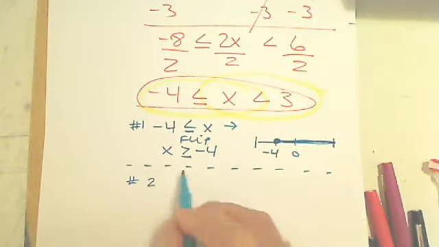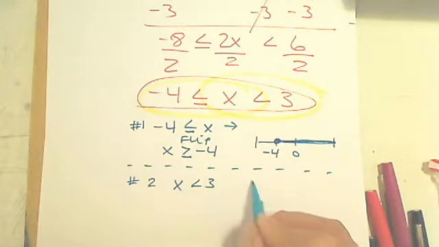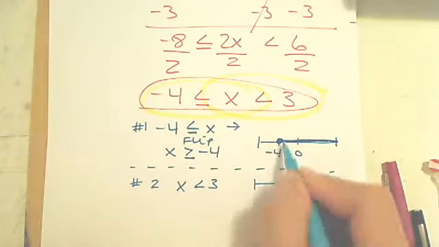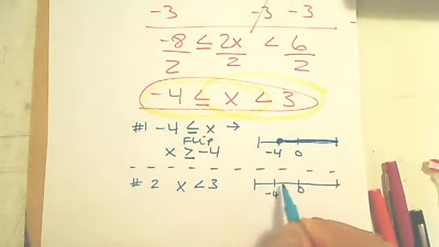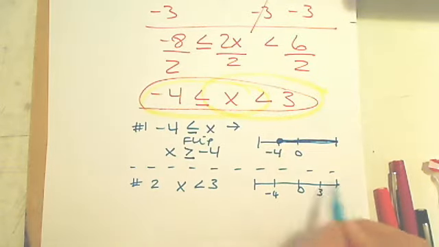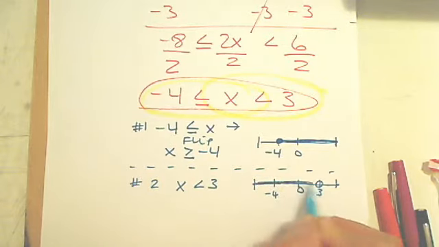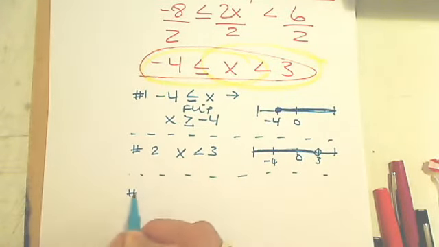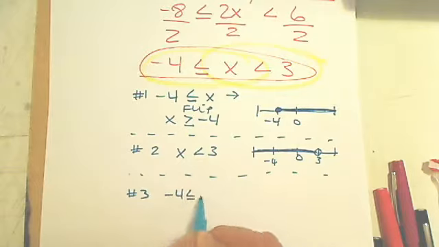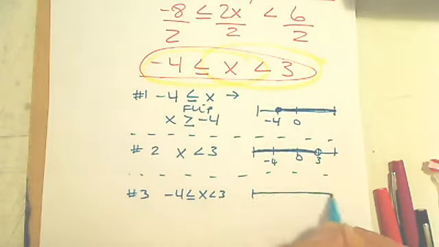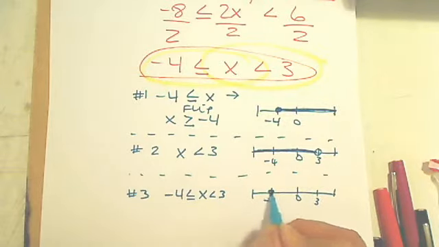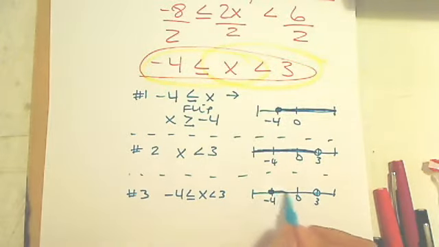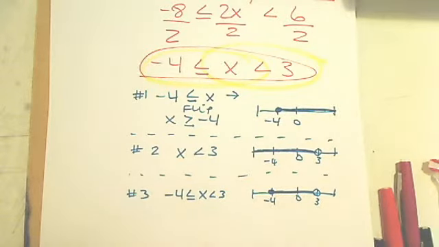Graph number 2. X is just less than 3. Easy graph, right? So 0. I bring down the negative 4. I bring down the positive 3, but it's an open circle, shade left. They overlap. Your answer is negative 4 is less than or equal to x is less than 3. So when you graph this last graph, 0 in the middle, negative 4, positive 3, closed circle, open circle, they overlap right here in the middle. That is your answer.